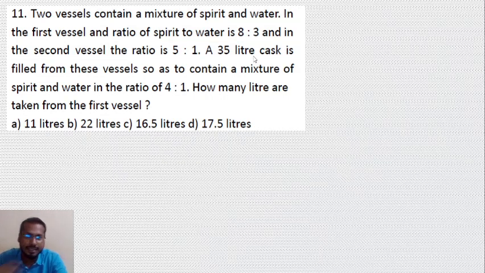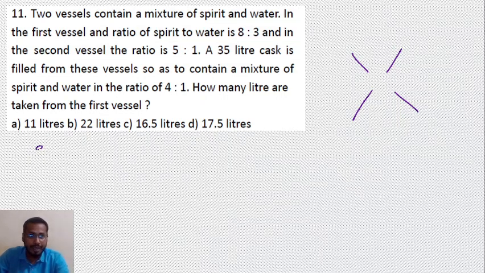Two vessels contain a mixture of spirit and water. In the first vessel, the ratio of spirit to water is 8:3. In the second vessel, 5:1. A 35-liter cask is filled from these vessels so as to contain a mixture of spirit and water in the ratio of 4:1. How many liters are taken from the first vessel? As usual, first we need to draw the diagram.